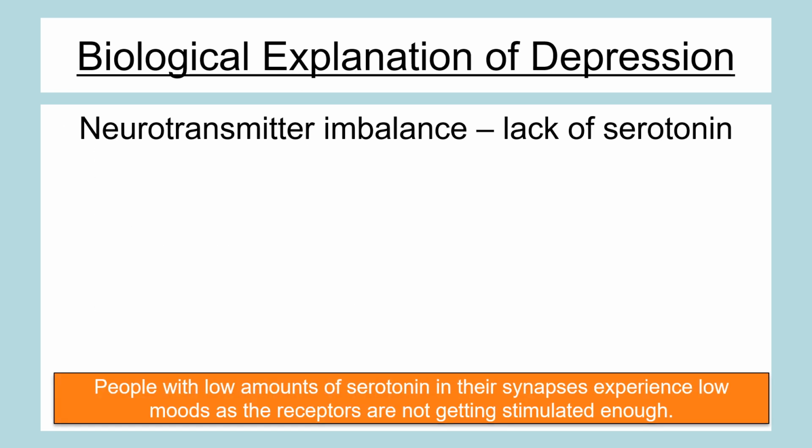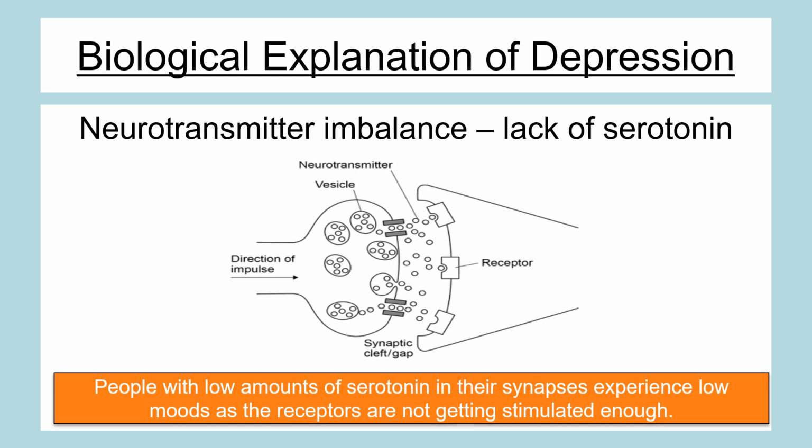Now, you need to be able to explain where depression comes from, and whilst this is very much still debated in the world of psychology, there are 2 main explanations that you need to know for the GCSE, and the first one is the biological explanation. The basic idea of it is that there is a neurotransmitter imbalance going on in the brain. Specifically, a person with depression, the biological explanation would say, has a lack of serotonin. And that serotonin, that neurotransmitter, is found within the synapses within the brain.